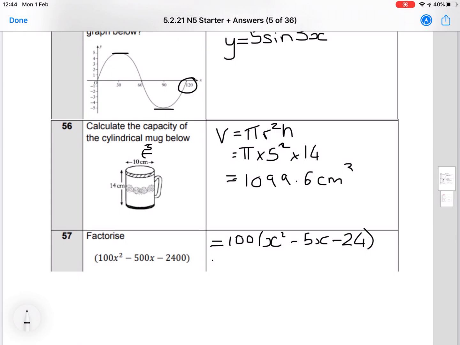And then what's in the bracket is a trinomial. So that's going to go into double brackets. And we're going to have an x at the start of each bracket, and we're looking for the numbers that multiply to minus 24 but add up to minus 5, so that's going to be minus 8 and plus 3.